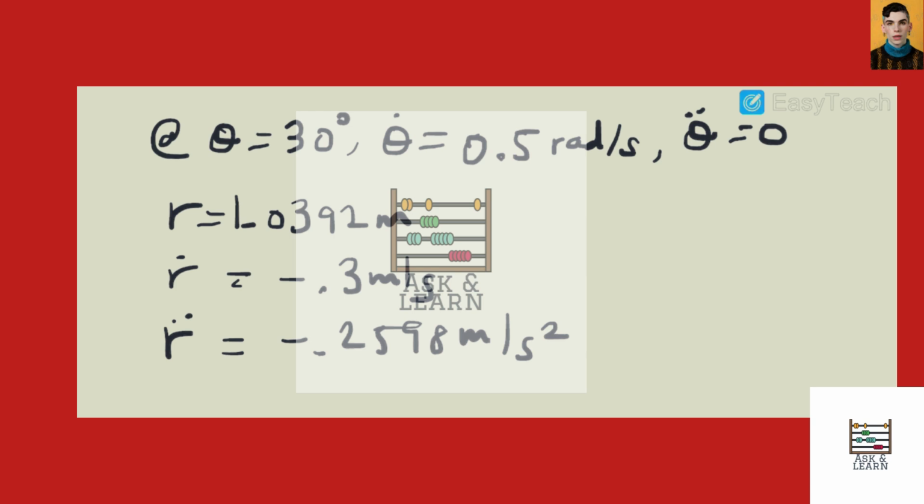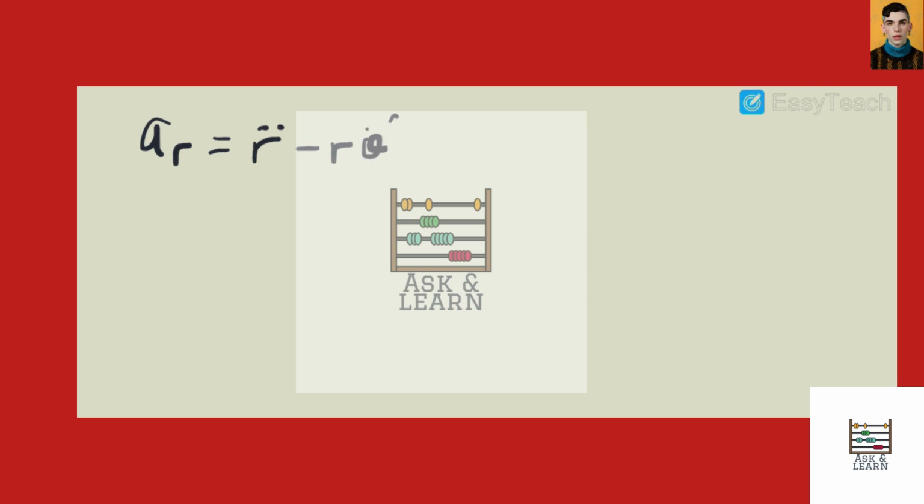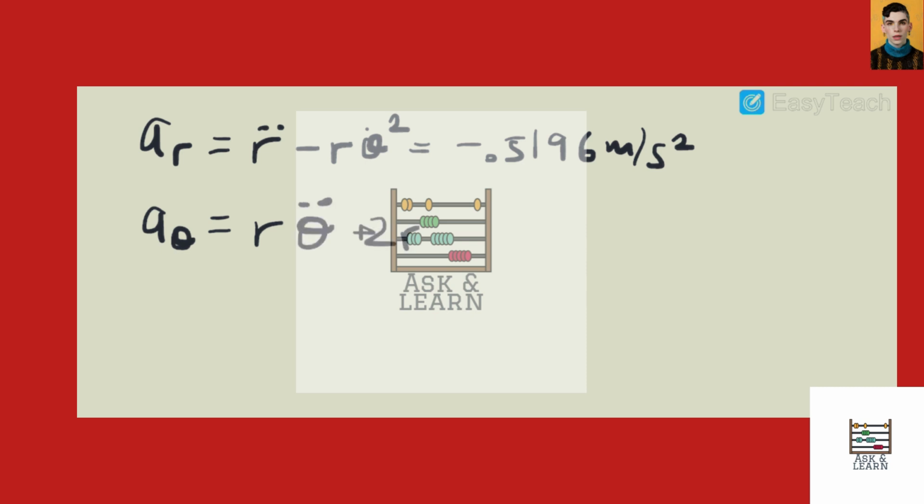Using these pieces of information with our theta dot, theta double dot and theta, we can solve for our accelerations in the radial and theta directions. We know that ar is equal to r double dot minus r theta dot squared, and this is equal to minus 0.5196 meters per second squared. And a theta is equal to r times theta double dot plus 2 r dot theta dot, and this is equal to minus 0.3 meters per second squared.